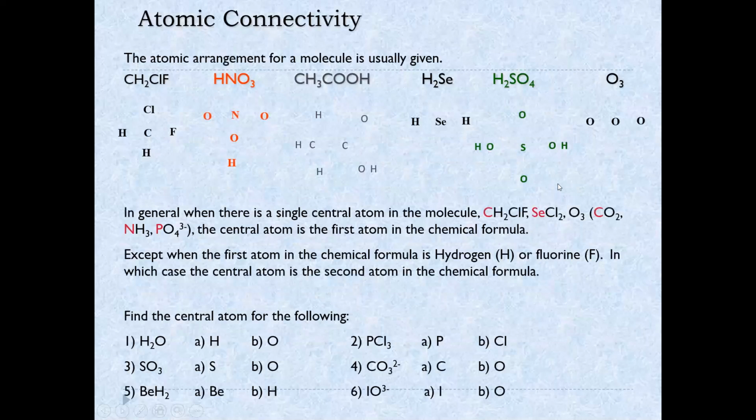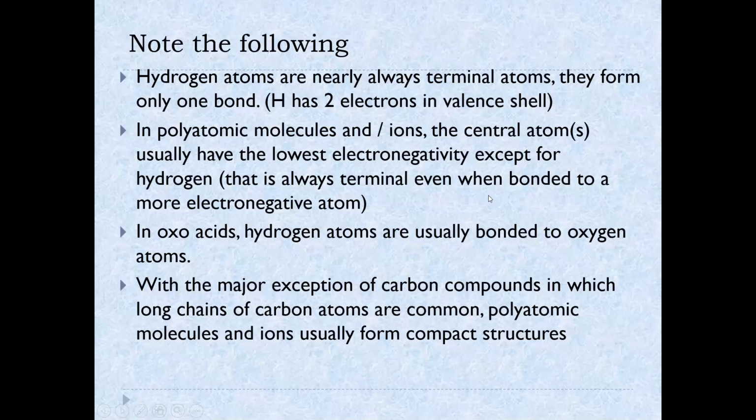In oxo acids, hydrogen atoms are usually bonded to oxygen atoms. So in acids, for example, hydrogen is usually bonded to oxygen. So whenever you have an acid, hydrogen is always bonded to oxygen.